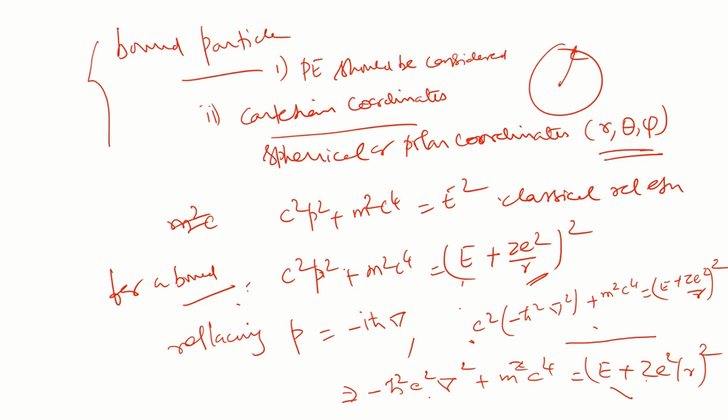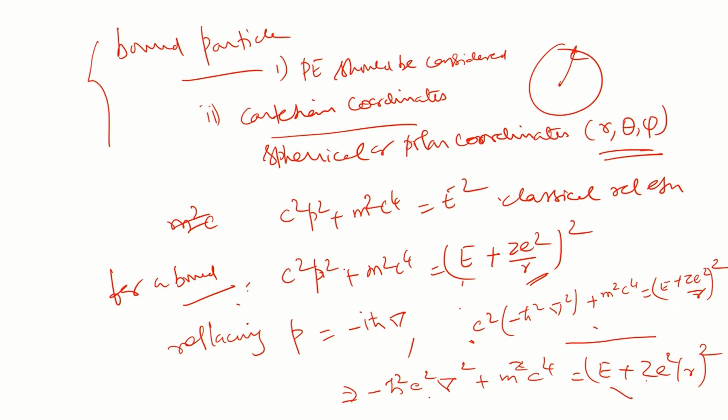This equation is not with psi. That correction we have to take over now. So, the equation becomes minus H cross square C square del square psi. I have included the wave function psi plus, what is the equation? That is minus H cross square C square del square plus m square C power 4 into psi equal to E plus Z square by R whole square into psi.